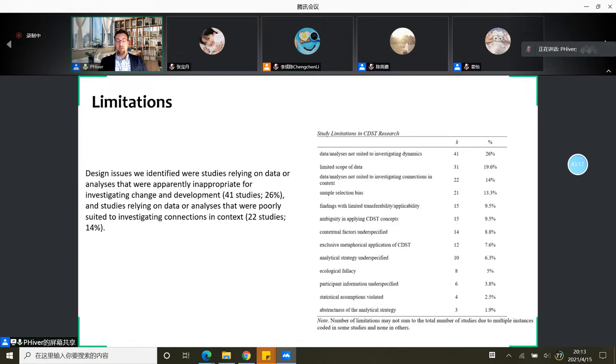Some of the biggest design issues we found are related to the data and the analysis. On the one hand, it seemed often data and data analysis were inappropriate for investigating change and development. For example, I think it's not hard to imagine why a study that has a single round of interviews or cross-sectional data at 1 or 2 time points is not the best to investigate complex connections or dynamic change.